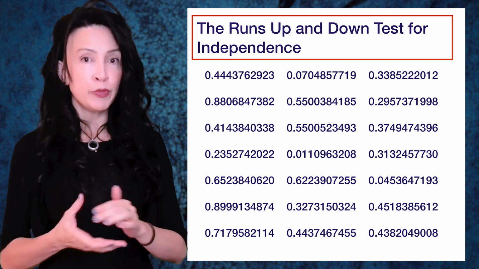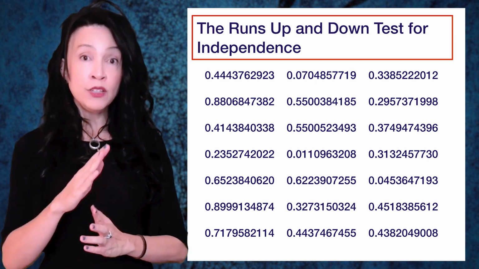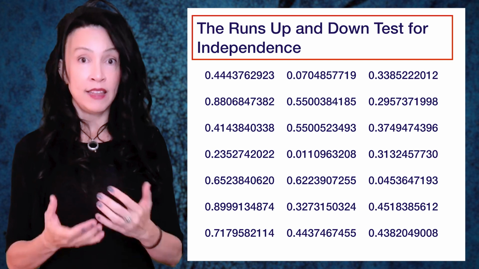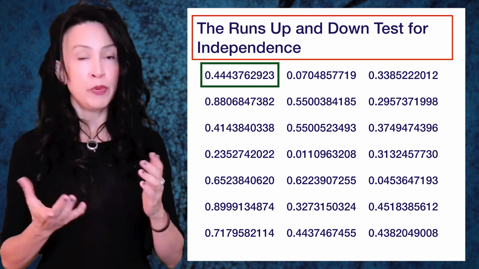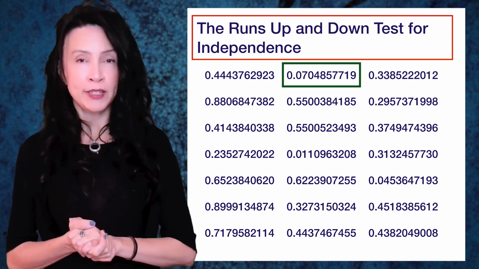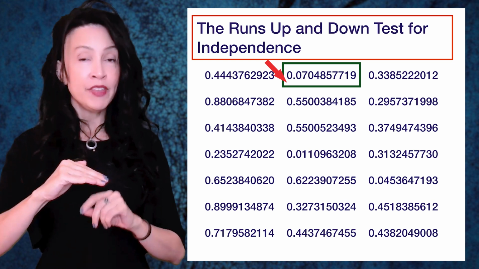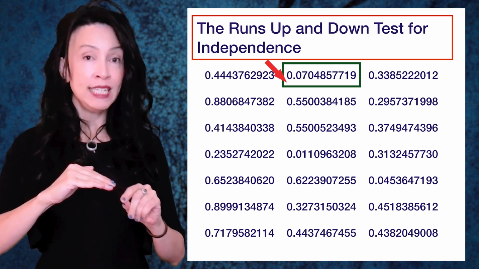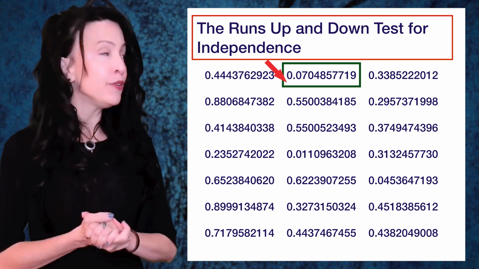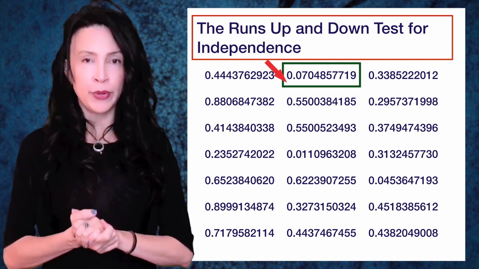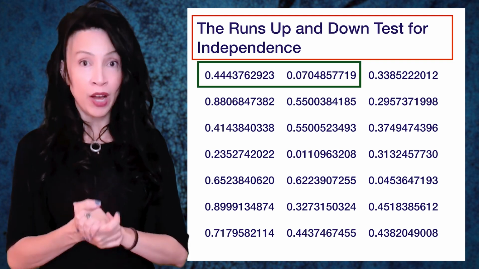What we're looking for in this particular test today is how there are runs going up and down in this sample. So, for example, this first number is 0.44 something and the next number is 0.07 something. So I have begun going down, and if the next number is even smaller than that, I will continue this run down. In this case, it is not. The third number is 0.3 something, and that's greater than 0.07. So here I have a run down of length 1.